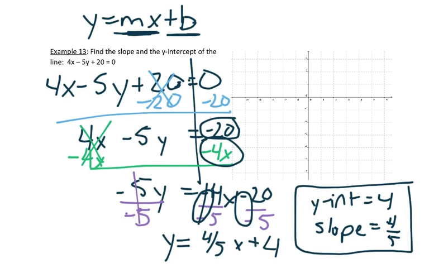Okay, and it told us to find those things. It said find the slope and the y-intercept. So we need to write that out, showing that we found them. When we graph, remember that we start with the y-intercept. So we're going to put that 4 on the graph.